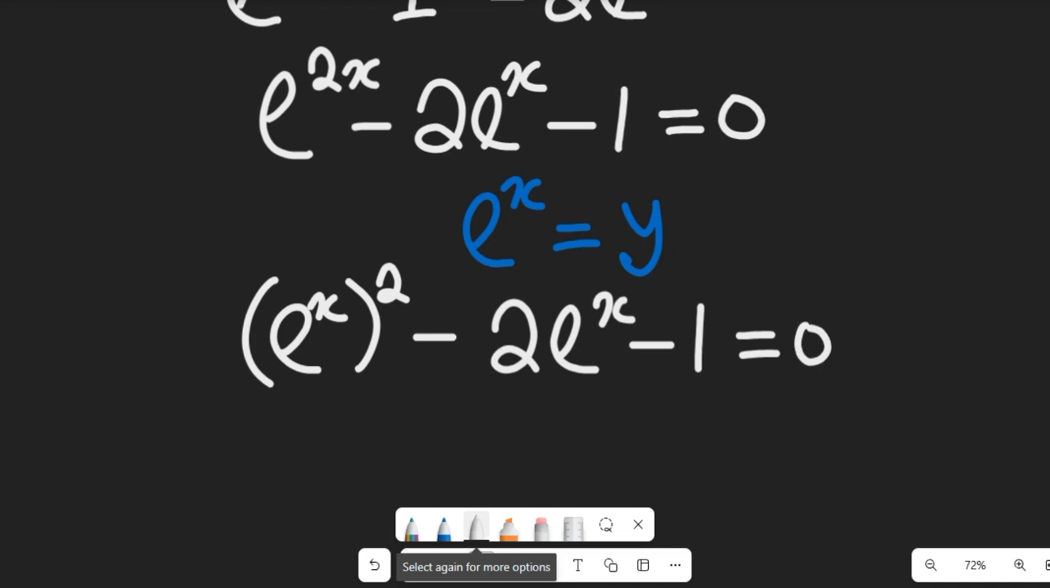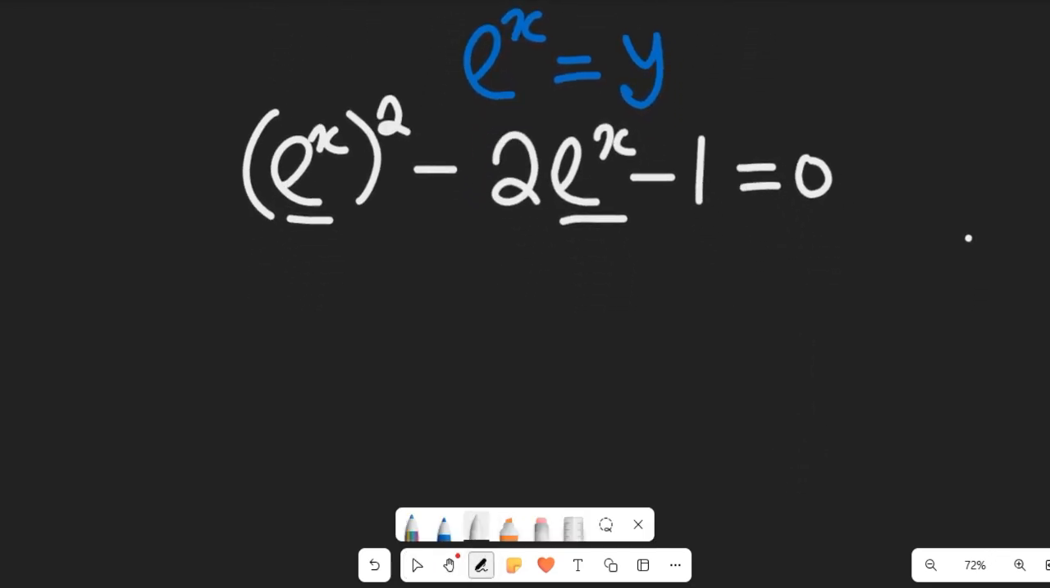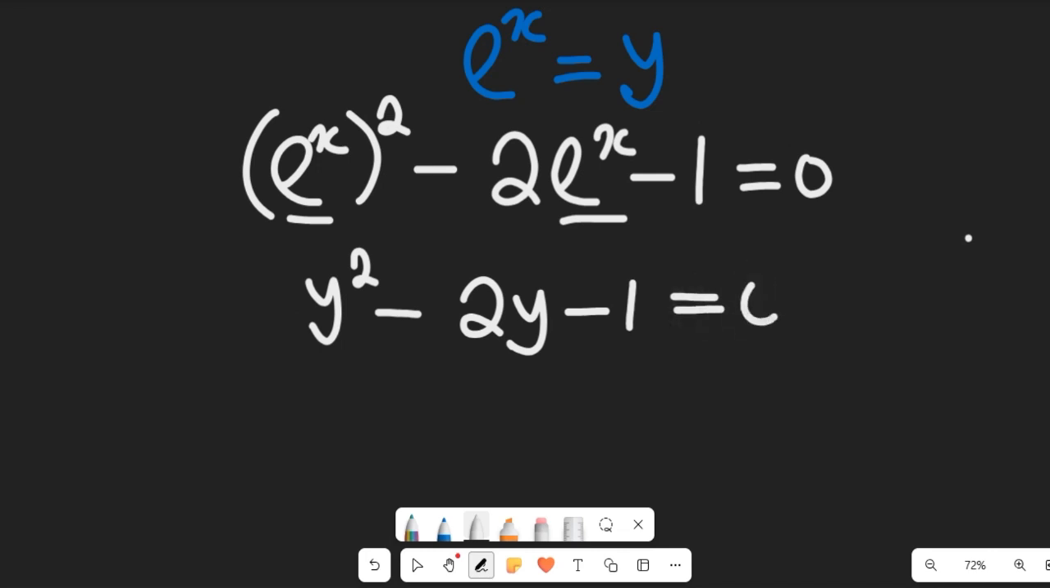So now I have exponential value of x and exponential value of x. Now I can simplify by putting the value of y to replace that, and that will give me y to the power of 2 minus 2y minus 1, and this is equal to 0.